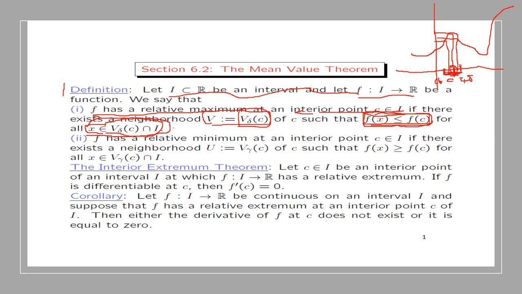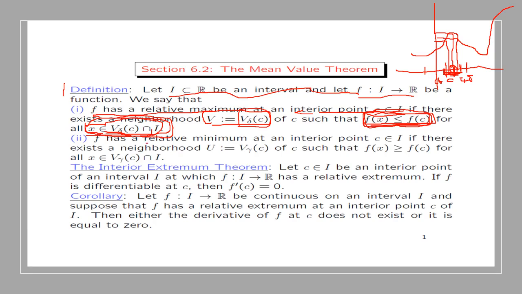So if x is inside the intersection of this neighborhood with I, here you can assume that, for example, this could be your I, or it does not matter, you could start I from somewhere here up to there. So you take x in the intersection of the neighborhood and I. So long as x belongs to the intersection of the neighborhood and I, then f of x will be less than or equal to f of C. If that happens, then we say f has a relative maximum at C.